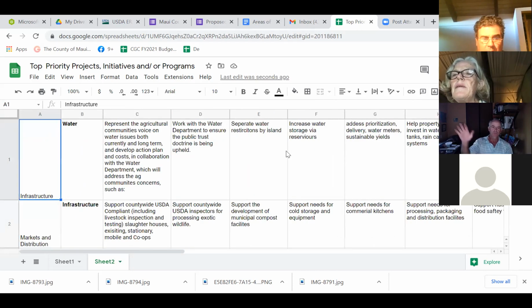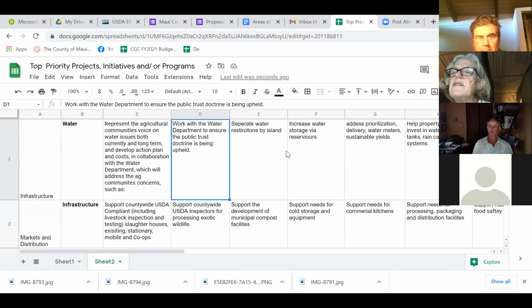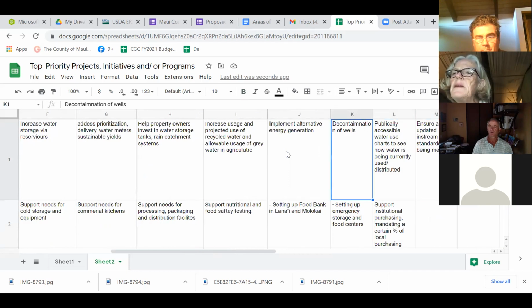So anything else in water that we saw? I'm concerned about what contamination of wells actually means. Is it even possible to decontaminate some of the wells, like the wells in Haiku? You put a gadget on there with 15 different kinds of filters, and as the water comes out, it decontaminates. UV actually, charcoal and everything.